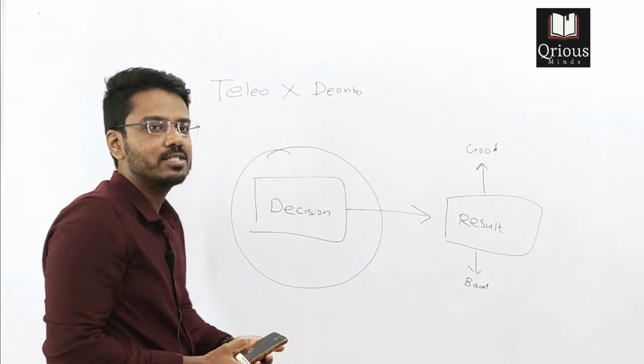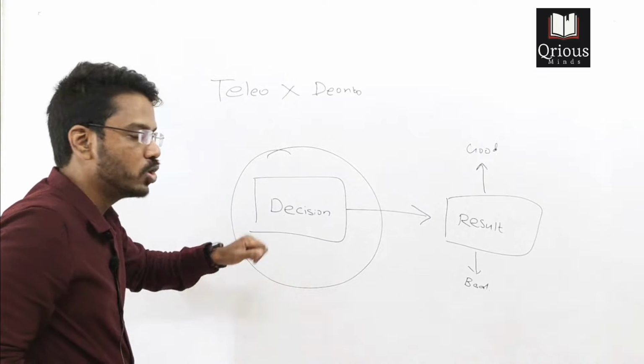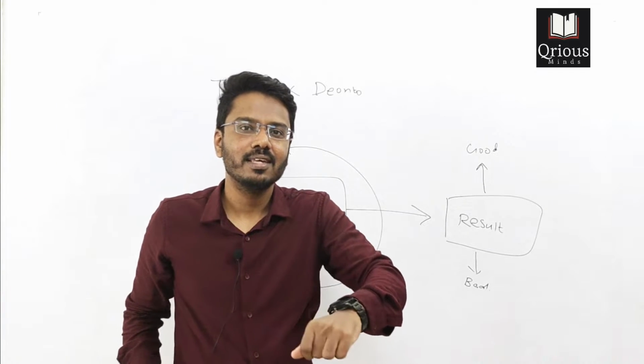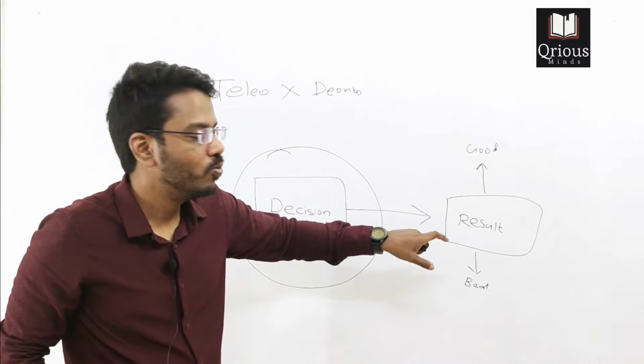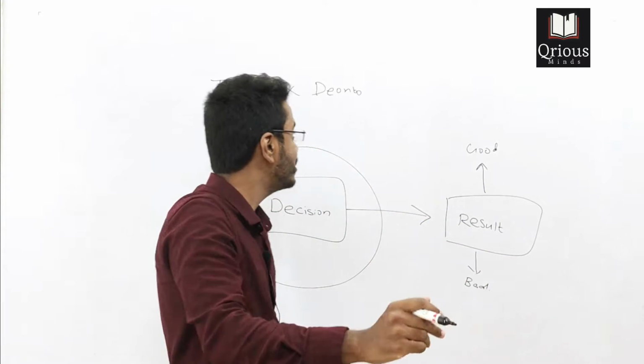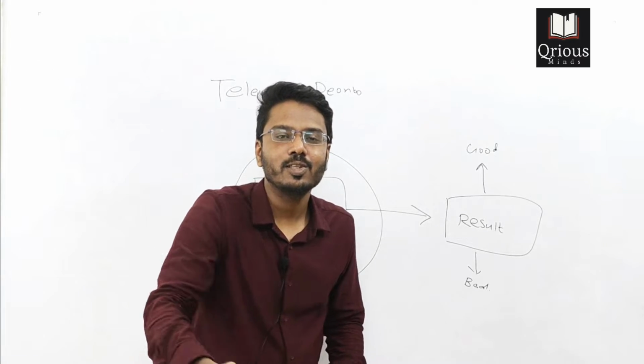If this decision is right in itself, then it is ethical. If this decision is not right, then it is unethical. It is as simple as that, and it doesn't have any connection with the final result. And that's the reason why I say teleology and deontology are exactly the opposite.